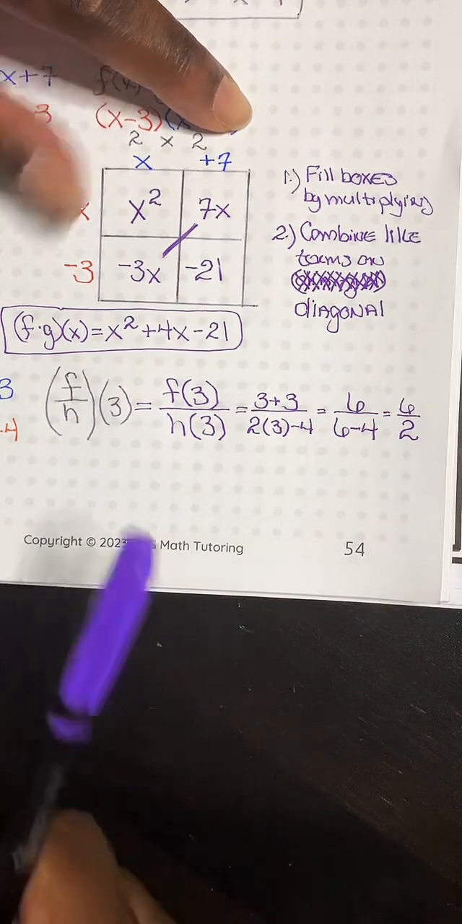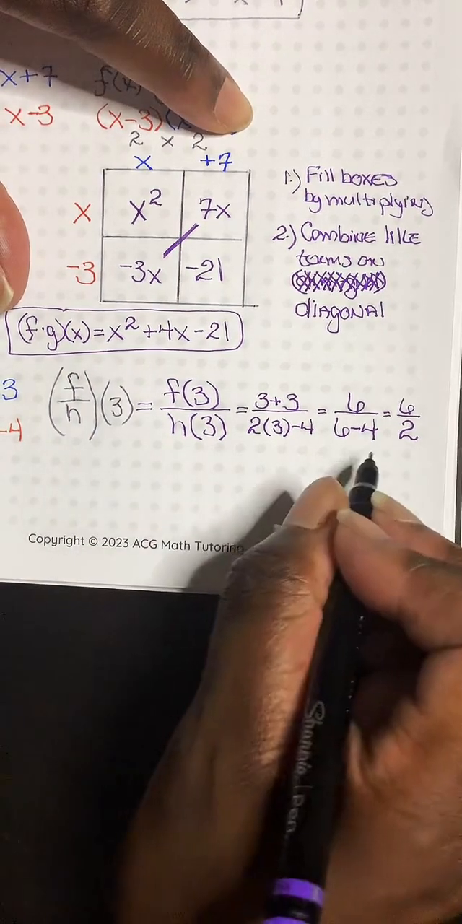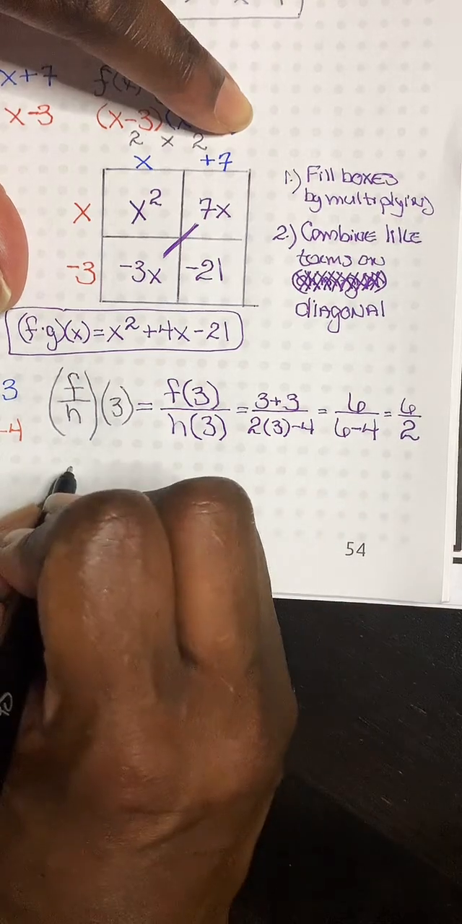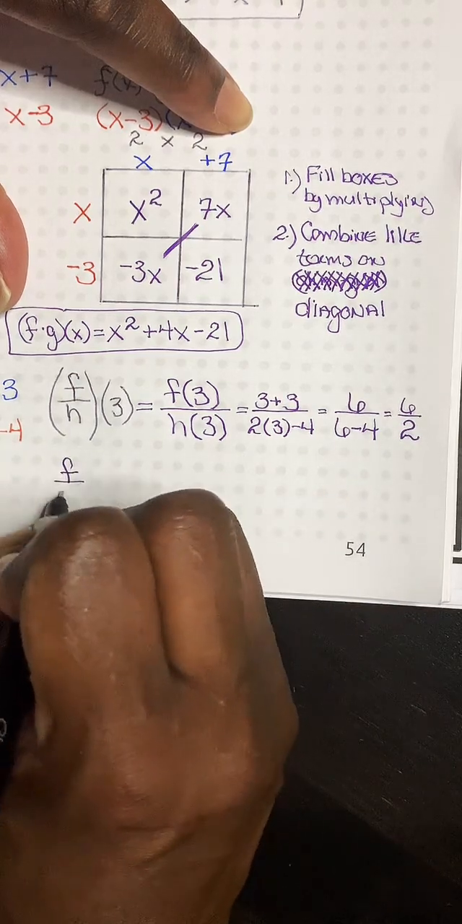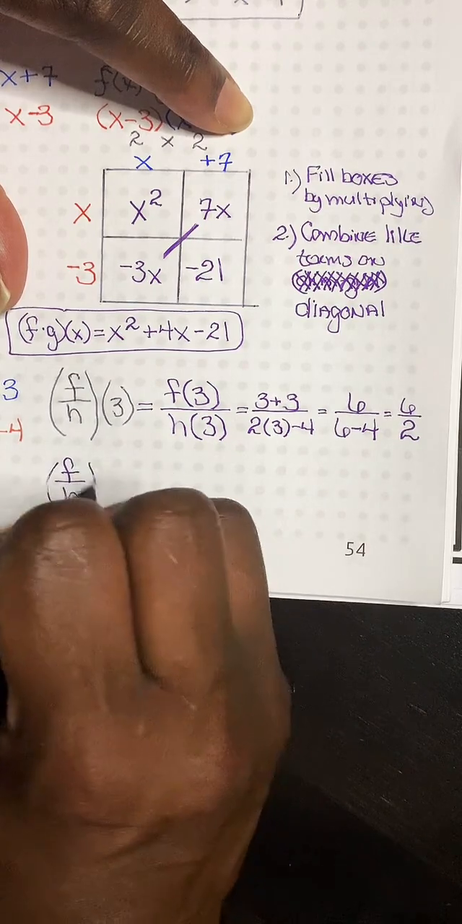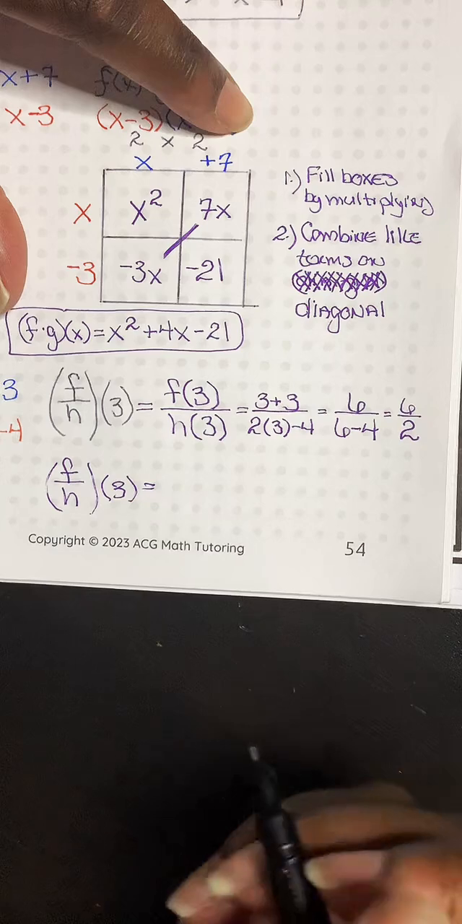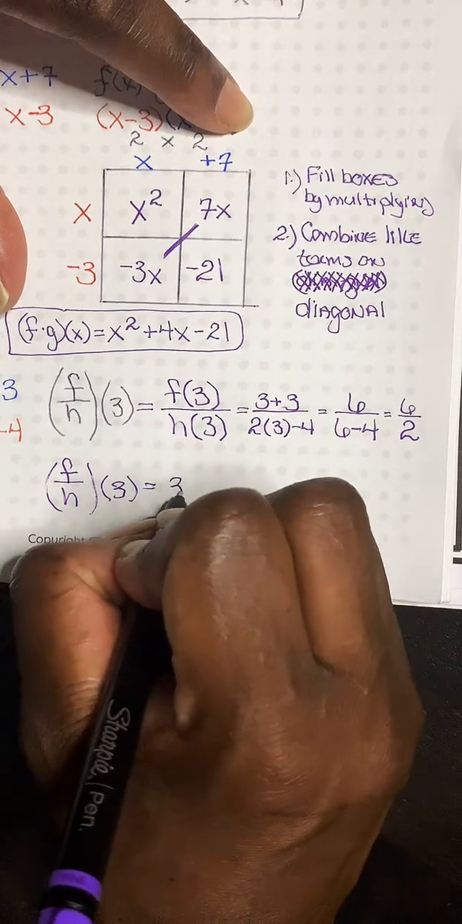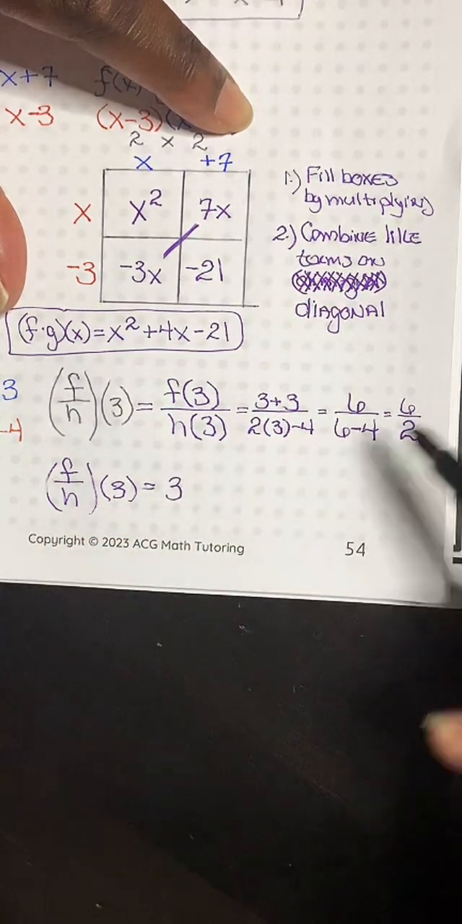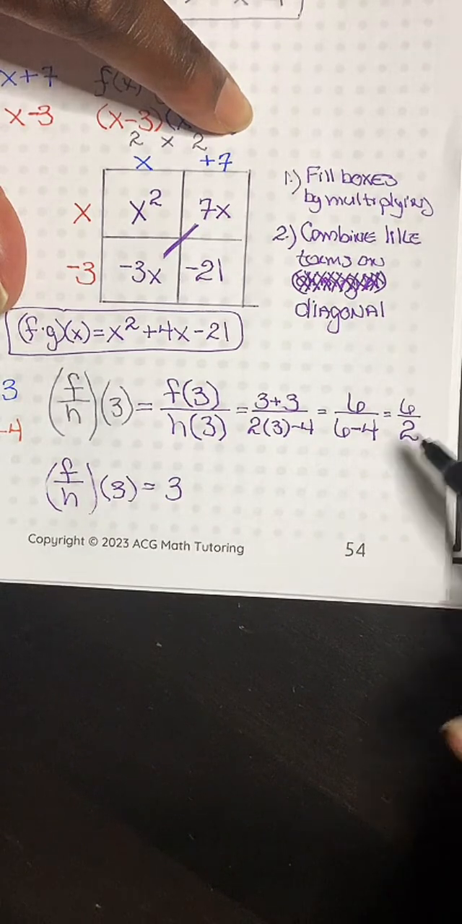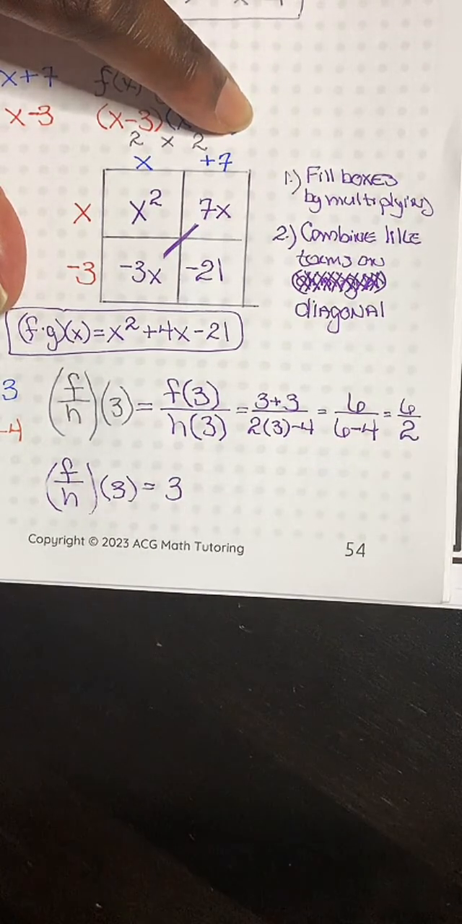Right? Good job. So this is basically saying after I simplify it, that means f divided by h of 3 is going to equal 3. Because 6 divided by 2 gives me 3. All right, good.